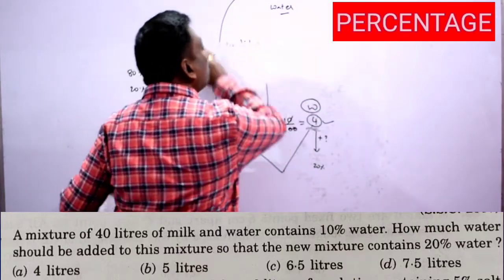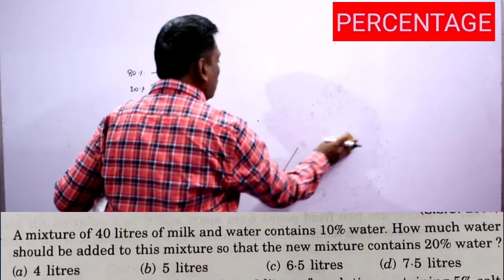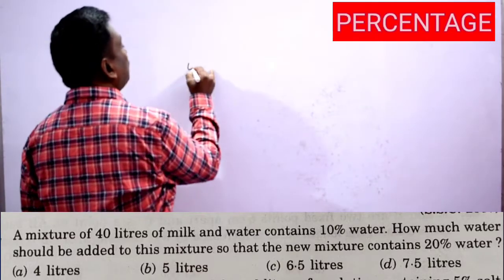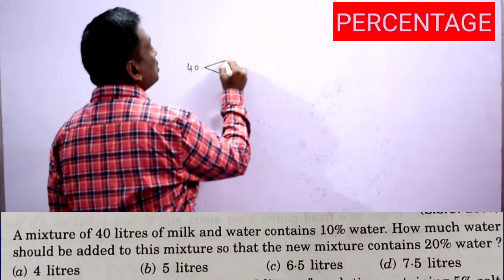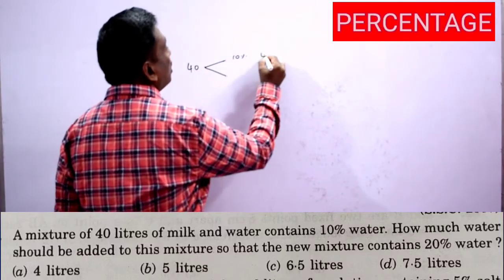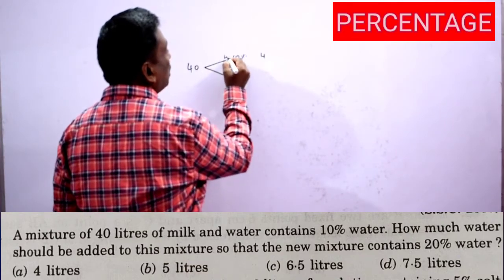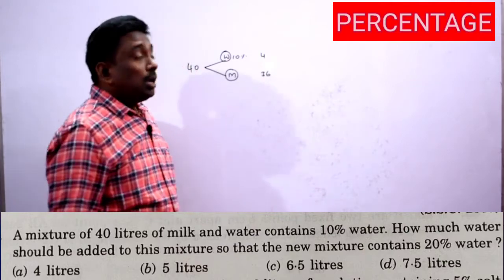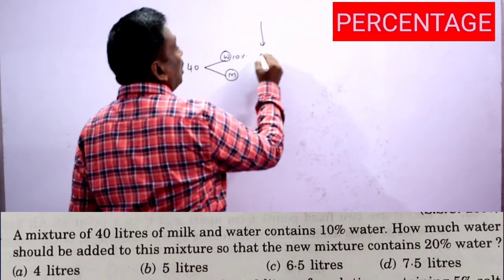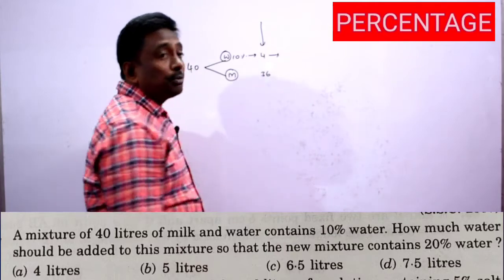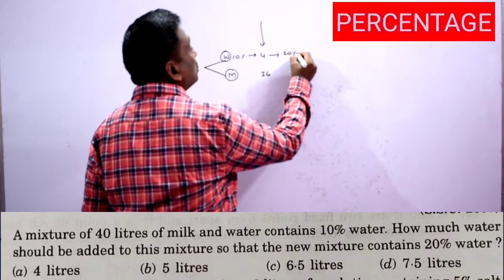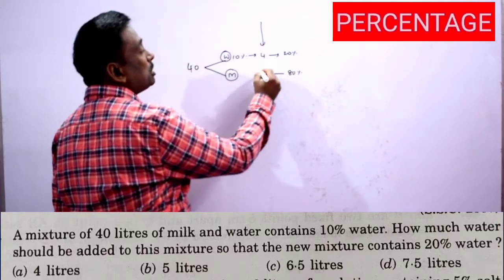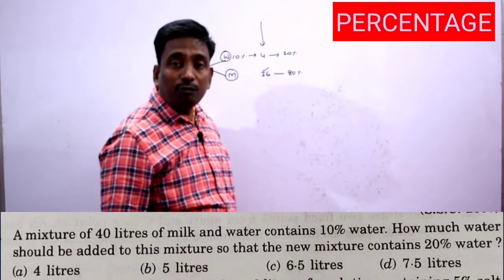Again I will explain simply, no need to do all these things. Listen carefully. Total quantity is 40 liters, out of which 10% water means 4 liters of water, and 36 liters of milk. Here we are adding some water so that it becomes 20%, which means milk must be 80%.